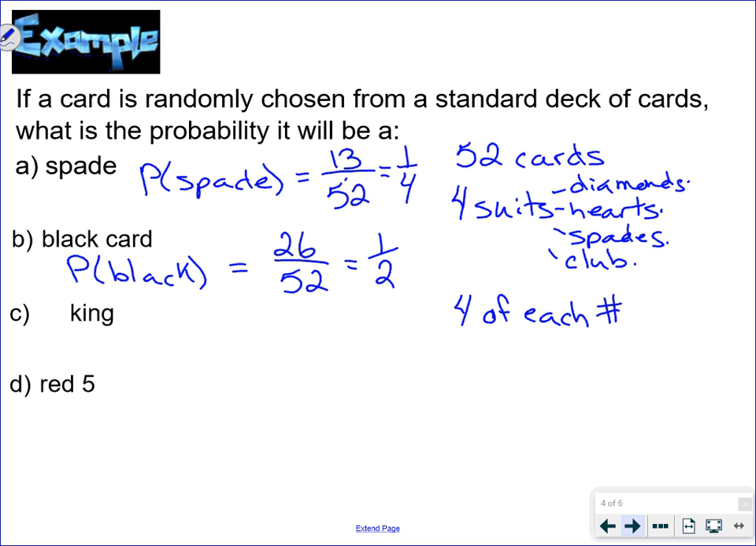What is the probability of picking a king? In a deck of cards, we know that there are 4 of each number or 4 of each face card. So there are 4 kings in a deck out of 52. Put this into lowest terms. We can divide both values by 4. So there's a 1 out of 13 chance of choosing a king.